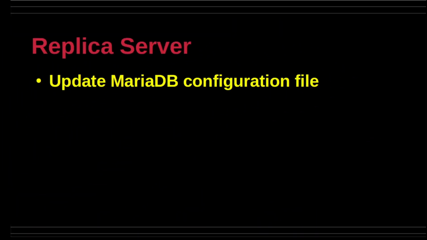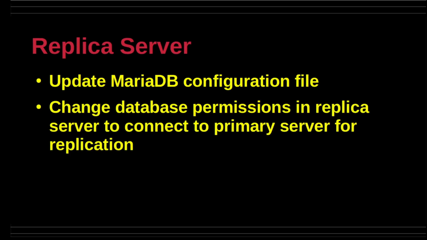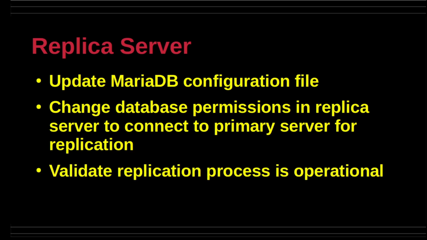The replica server requires two key changes to prepare for the replication process. First, the MariaDB configuration file needs some settings to enable replication from the primary server to the replica server. Second, MariaDB needs to receive permissions to start the replication. Of course, before signing off, one should always check the status of the replication process too.